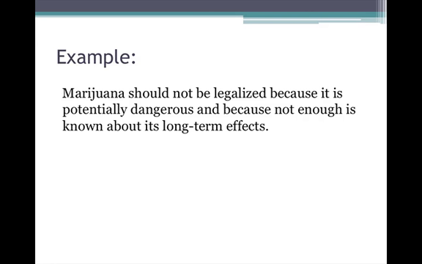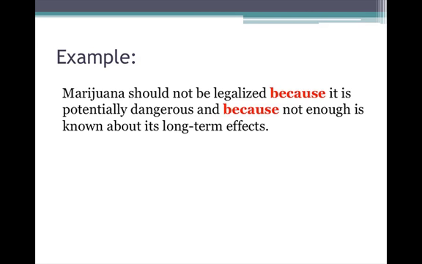Let's take a look at this one. Marijuana should not be legalized because it is potentially dangerous and because not enough is known about its long-term effects. In this case, there is no indicator word for the conclusion. However, we do have the presence of an indicator word for premises, namely the word because, which shows up twice. If we start by looking for the indicator words, we can then see that the claim that marijuana is potentially dangerous and the claim that not enough is known about its long-term effects, we can see that these are premises used to support the claim that marijuana should not be legalized.